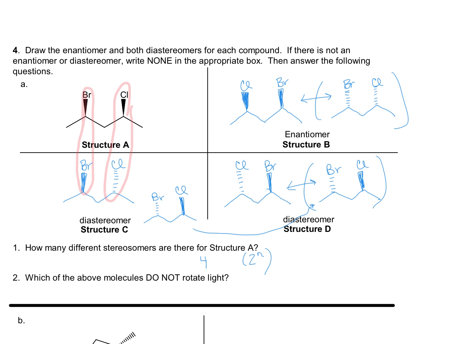So as it says, which of the above molecules do not rotate light? It's basically asking which of the above molecules are meso, and none of them are. So all of the molecules rotate light in this case.